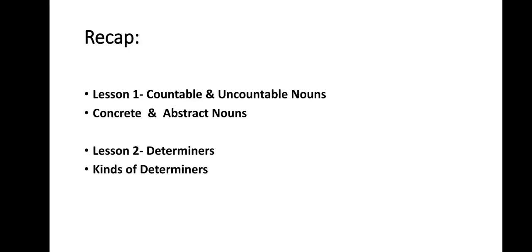So, just a recap of all the lessons that we have already done. In day 1, we did countable and uncountable nouns. We learned what are nouns, what are concrete nouns, what are abstract nouns, all the definitions. Again, in lesson 2, we learned about determiners and the different kinds of determiners and how to identify them in a given sentence.